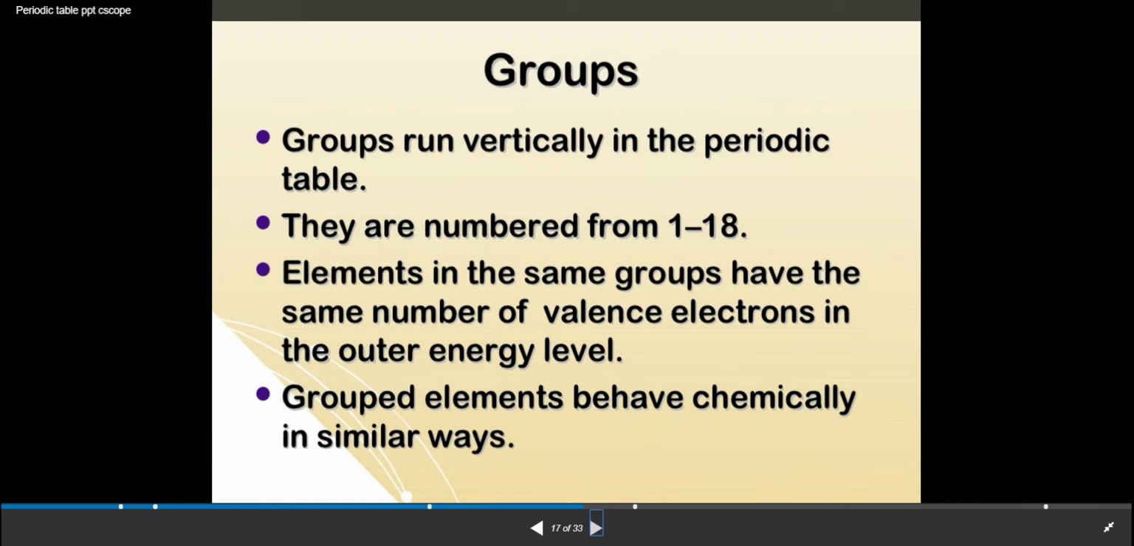Groups run vertically in the periodic table, and they're numbered from 1 to 18. The elements in the same group have the same number of valence electrons in the outer energy level. Grouped elements behave chemically in similar ways. So this will help you figure out in your STEM Scopepedia which ones are more reactive and which ones are not.